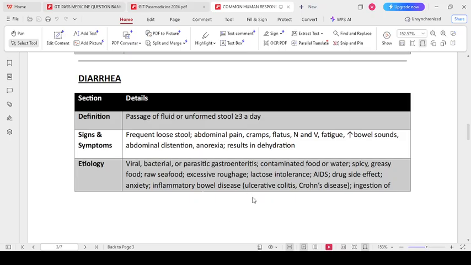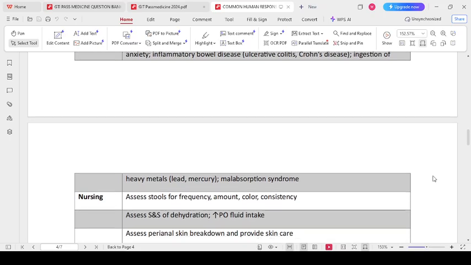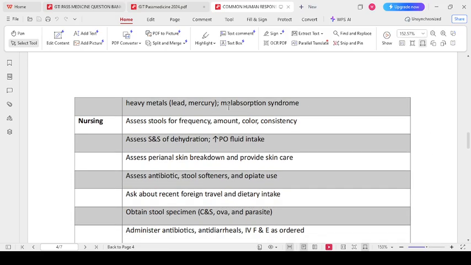Inflammatory bowel disease is the most common cause, like ulcerative colitis, with bloody stools, and Crohn's disease, with watery stools. It can be due to ingestion of heavy metals like lead and mercury. It can be due to malabsorption syndromes.